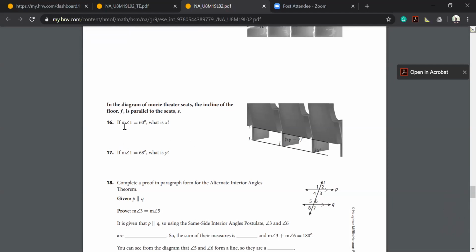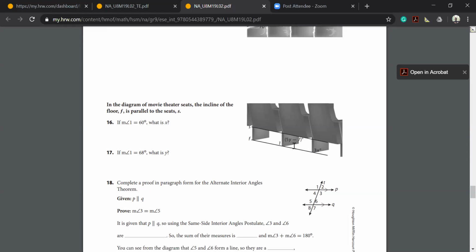So for 16, he is saying, if measure angle 1, this one here, was 60, find measure angle x. This is a good one. There is no relation between x and 1 right away. But is there a relation between this angle in here and 1? Yes, there is.